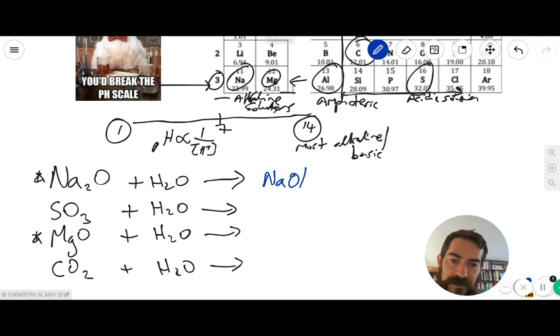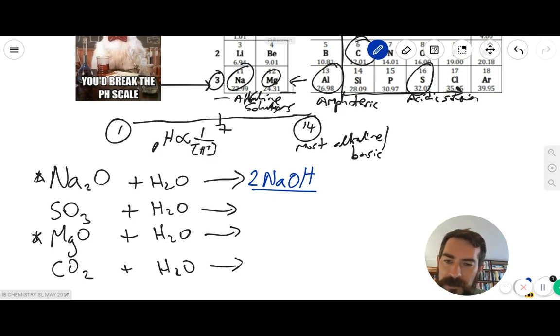Now, if you've never heard of sodium hydroxide at this stage, then that would be a bit concerning. So sodium hydroxide is formed, and you just have to balance the thing out. So you stick a 2 on there, and you're sorted. So that's 2 moles of sodium hydroxide solution that will be formed when sodium oxide reacts with water.